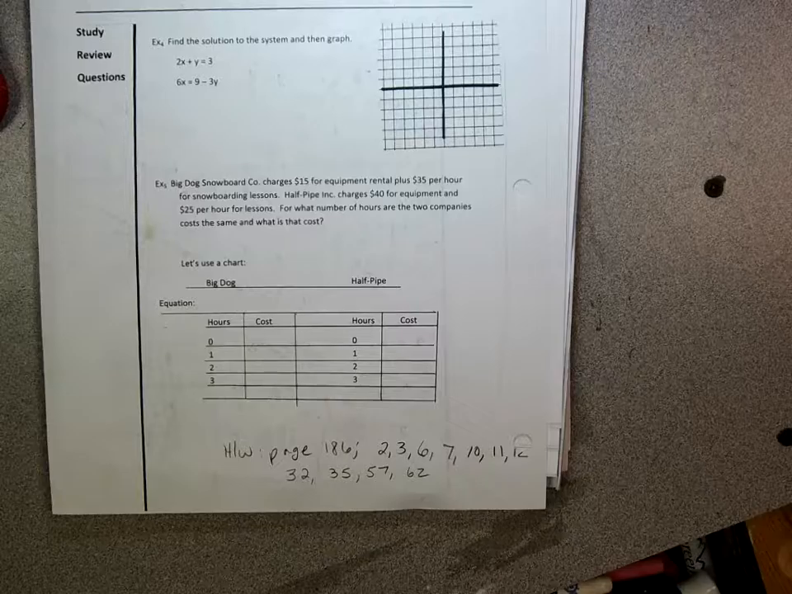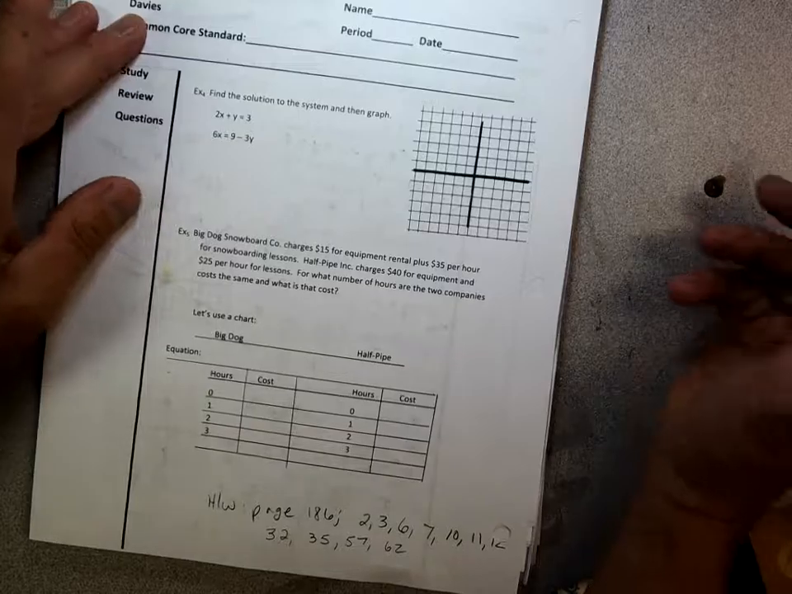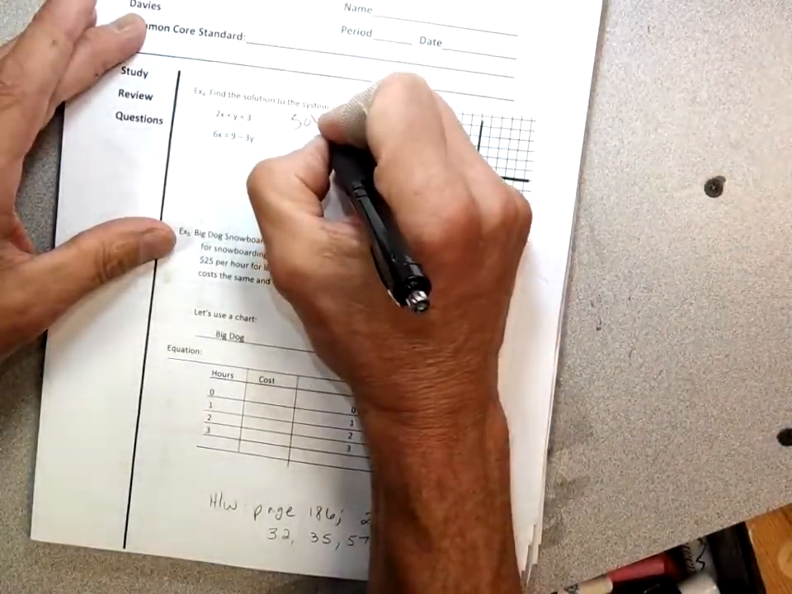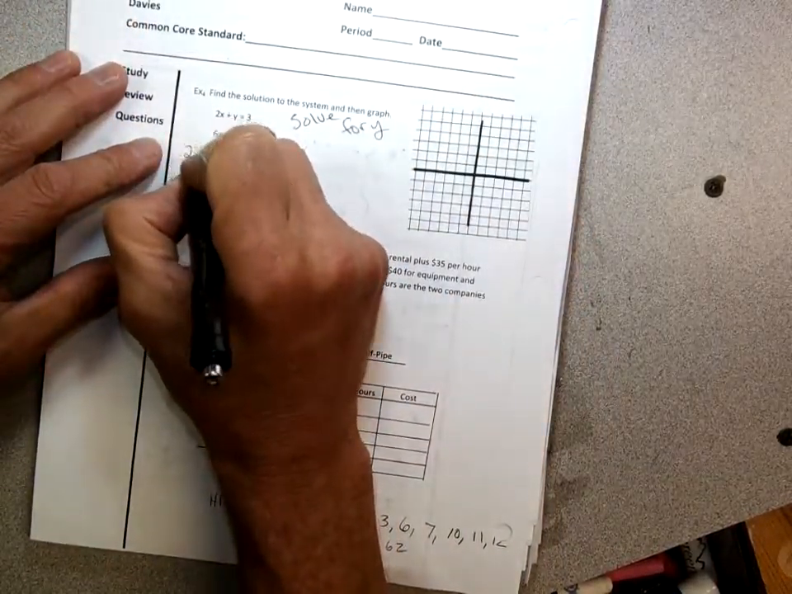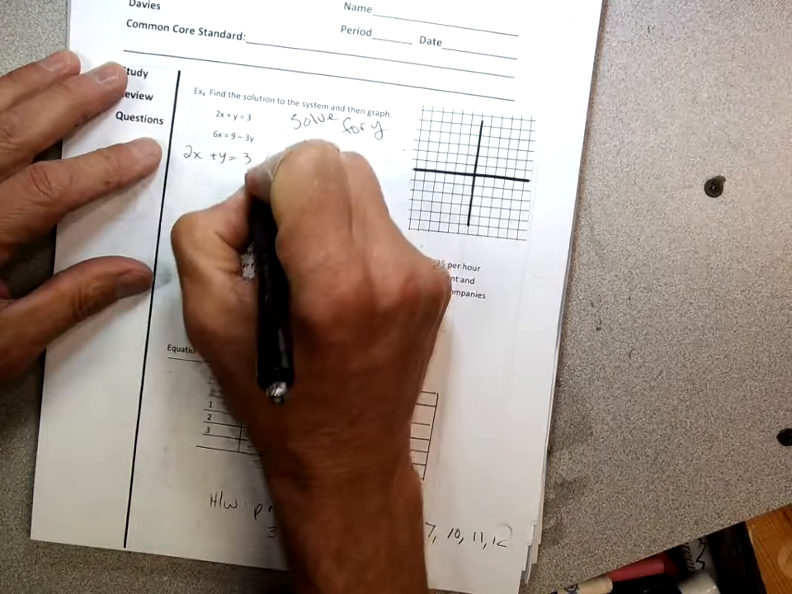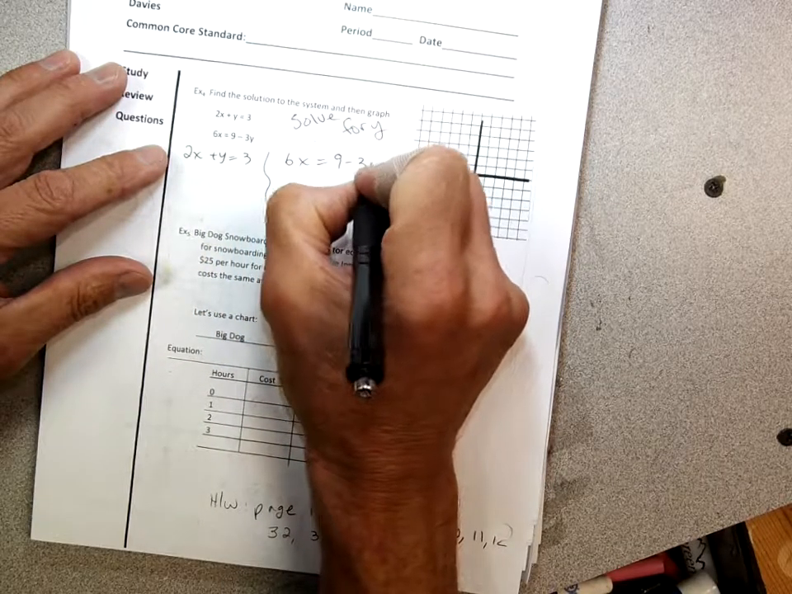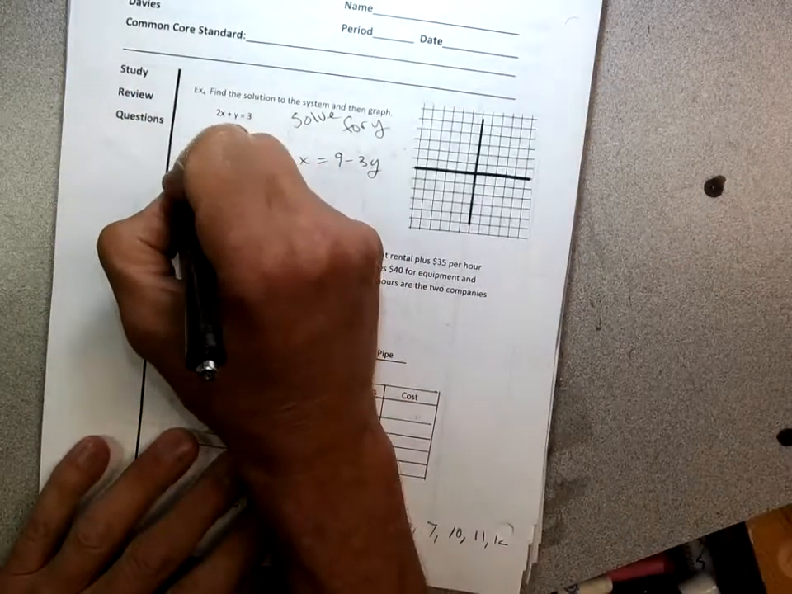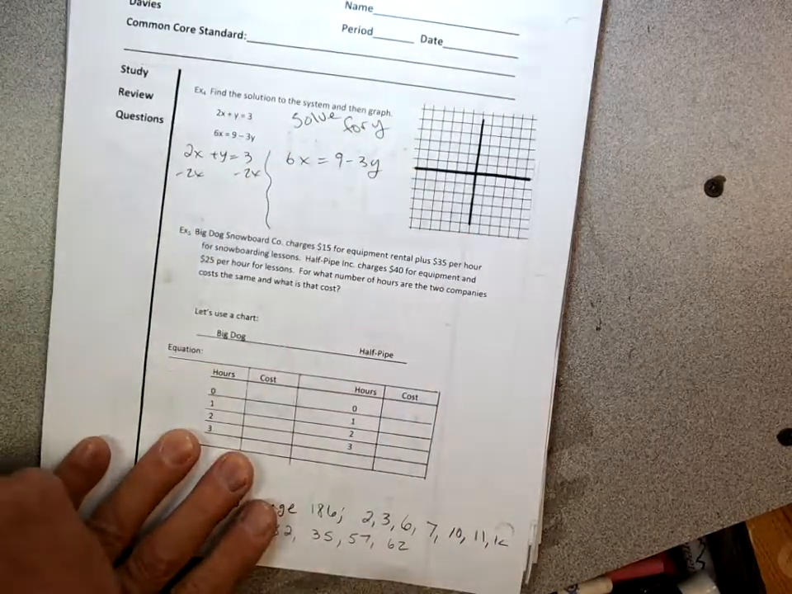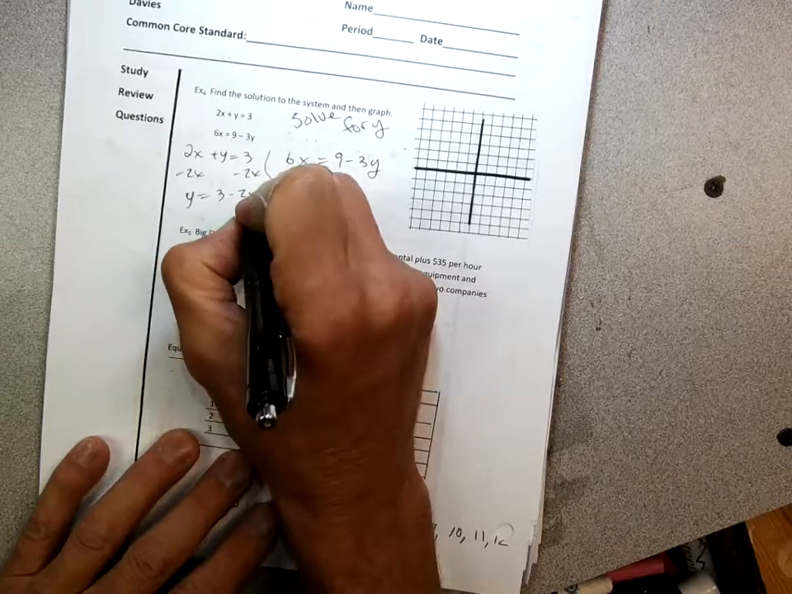Okay, turn the page. All right, now, example 4. Find the solution to the system, then graph. Same thing. What we're going to do is solve for y, right? So I've got my 2x plus y equals 3, and we'll do our 6x equals 9 minus 3y, right? Okay, let's go minus 2x, y equals 3 minus 2x.